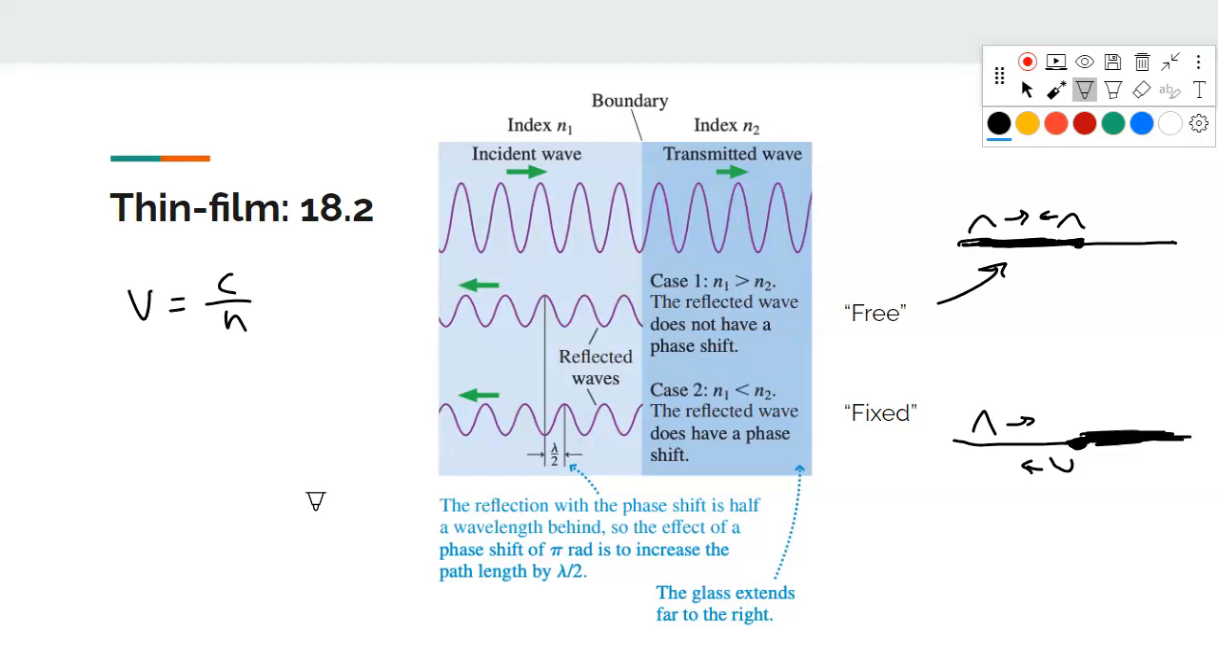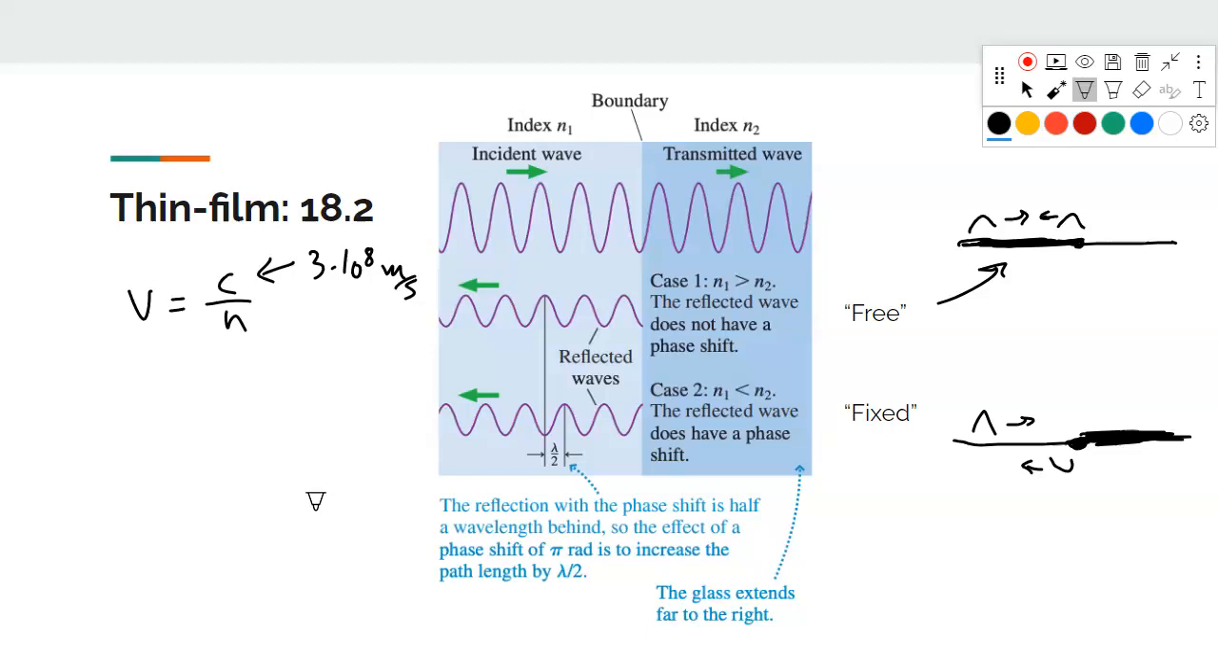So the speed of light in a material is the speed of light in a vacuum, that 3 × 10⁸ meters per second, divided by the index of refraction. For air, the index of refraction is basically 1, like 1.003 or something. And so for air, the speed of light is basically the speed of light in a vacuum.